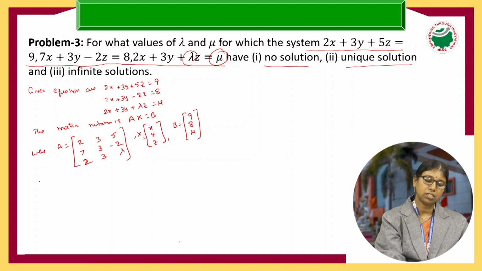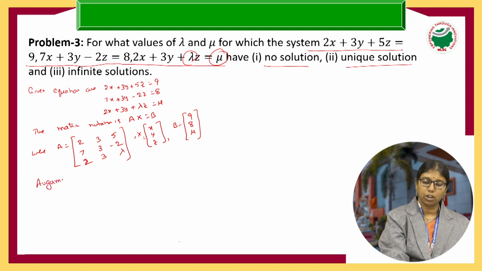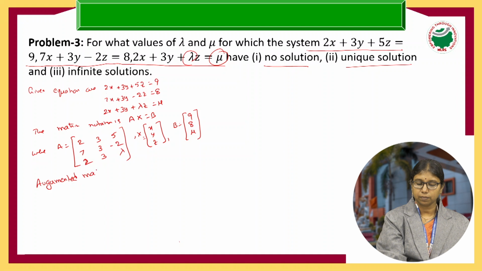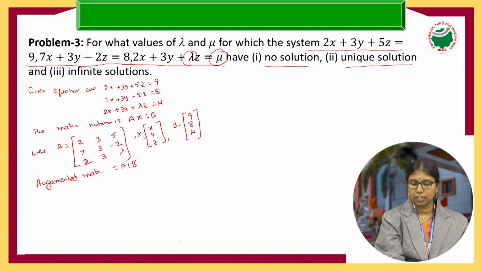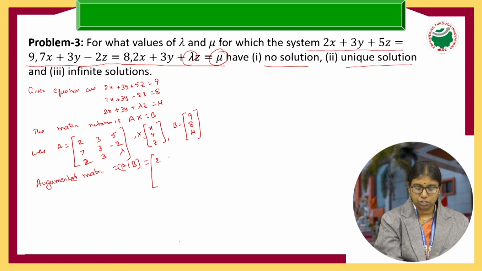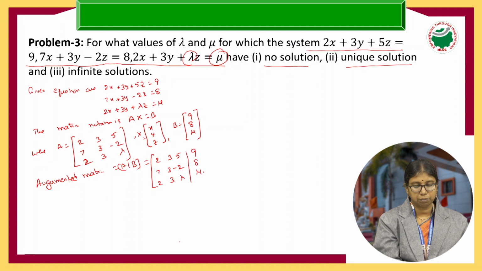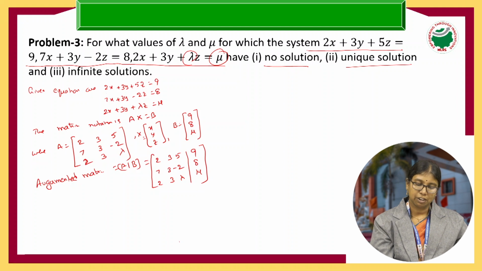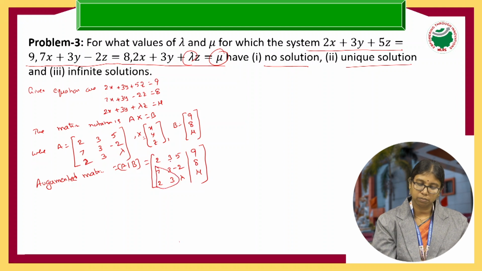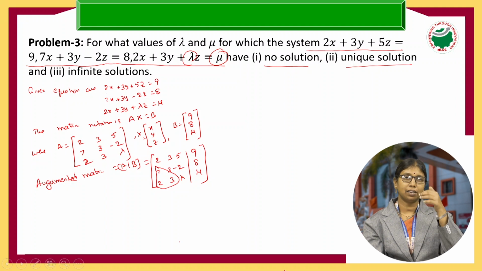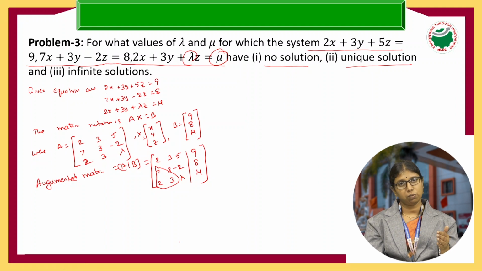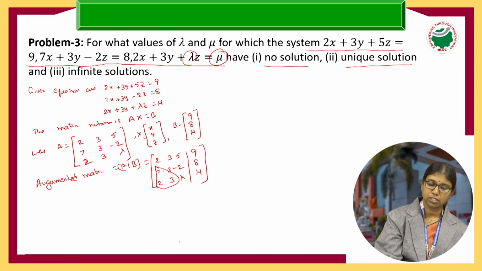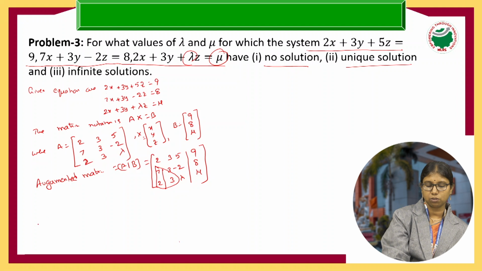So to solve the non-homogeneous system, we have to define an augmented matrix. The augmented matrix is A given B, that is, the A matrix is 2, 3, 5, 7, 3, minus 2, 2, 3, lambda and B is 9, 8, mu. So first you have to convert this matrix to upper triangular form. That means you have to convert all the lower diagonal values to 0. So first I will focus on the values in the first column. That means row operations are for R2, R3.